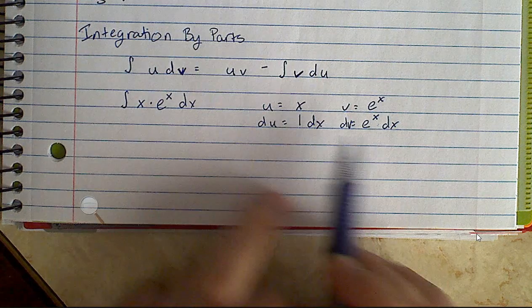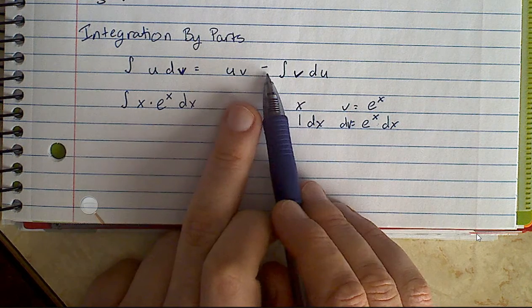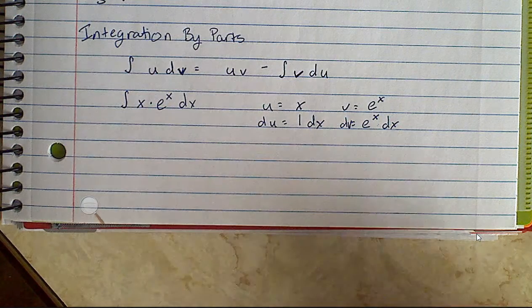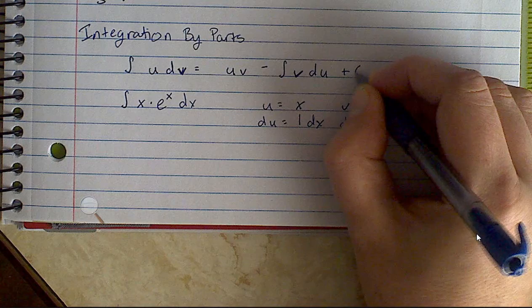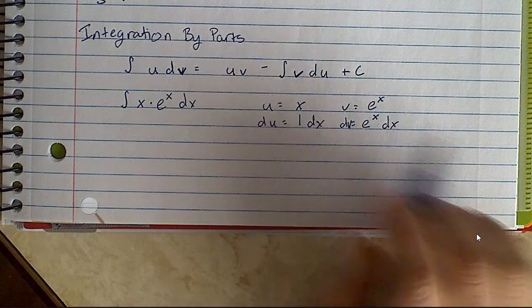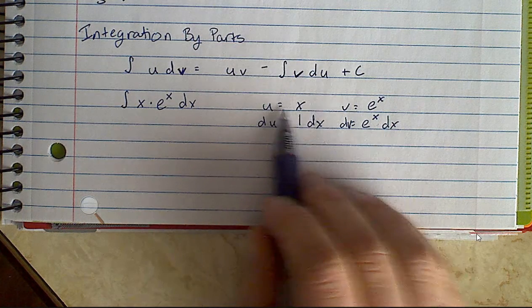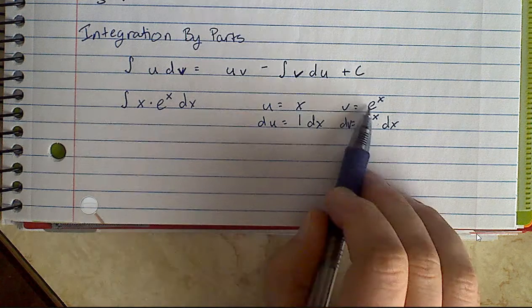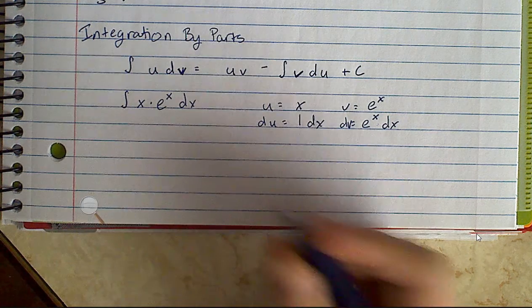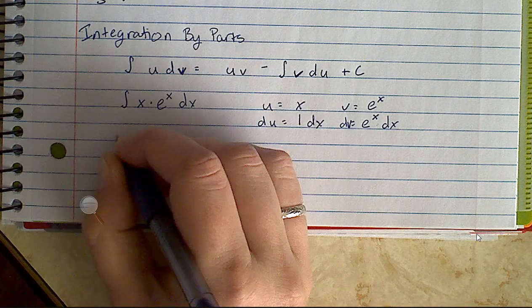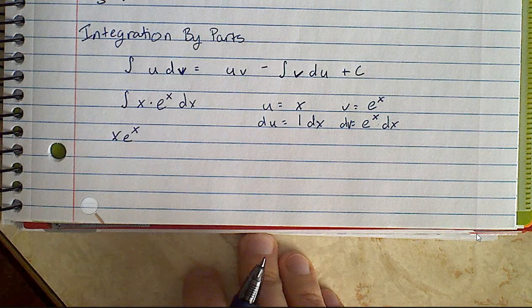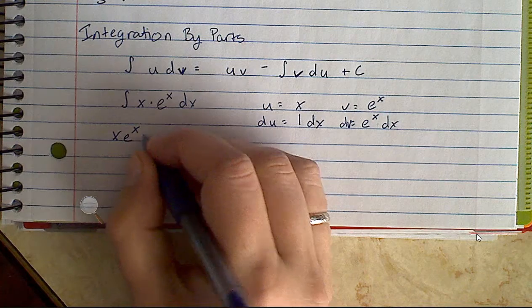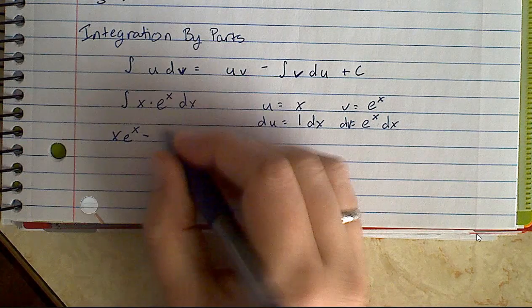So now I'm going to go back up here to this formula I have laid out. I'm going to substitute everything in. So u times v, oh yeah, and then this is plus c at the end. Sorry, forgot about that. So I know what u and v are, so I'm going to do x times e to the x in where u and v go. So x times e to the x minus the integral.